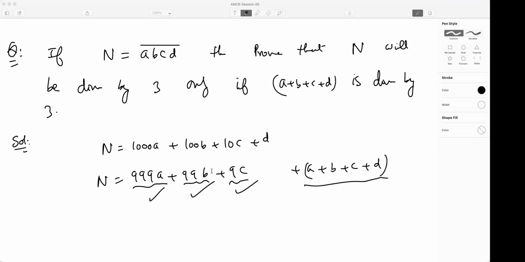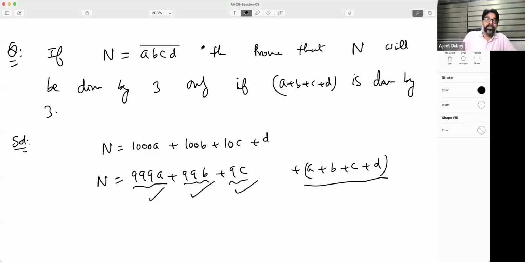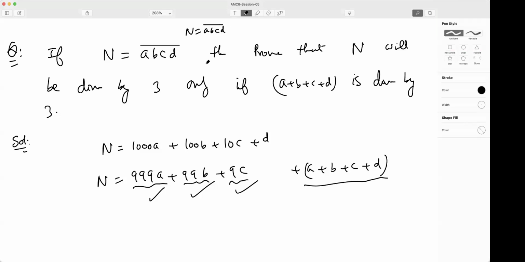Sir, I don't understand why you have put the line over ABCD. See, this is a way of representation, beta, because if you simply write n equal to ABCD, that means A into B into C into D. Generally, our habit is reading that. The moment we put the line, it represents the digits. Okay, that's the purpose only.